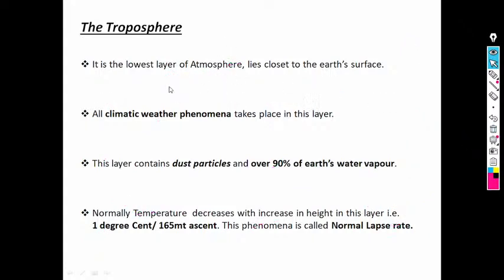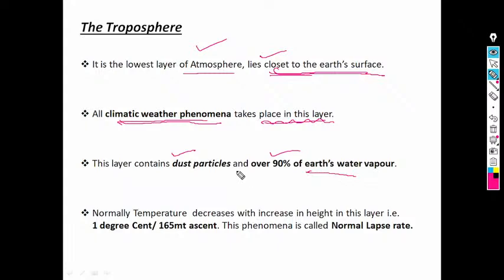First is the troposphere. If you see, it is the lowest layer of the atmosphere, which lies closest to the Earth's surface. All climatic weather phenomena take place in this layer. This layer contains dust particles and over 90% of Earth's water vapor.